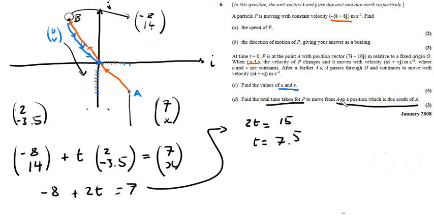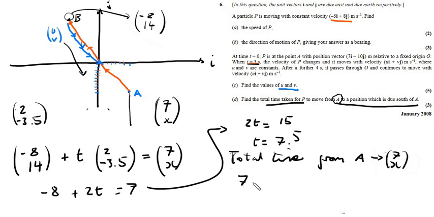But we're not quite finished, because it wants us to tell them the time from A, not the time from B. We already know that it takes 3 seconds to travel from A to B. So the total time from A back to south of A is just 7.5 plus 3 seconds, which gives us 10.5 seconds. And that's the answer.